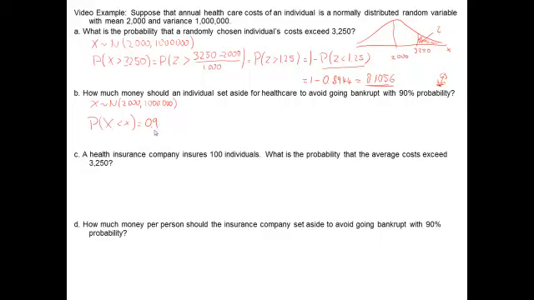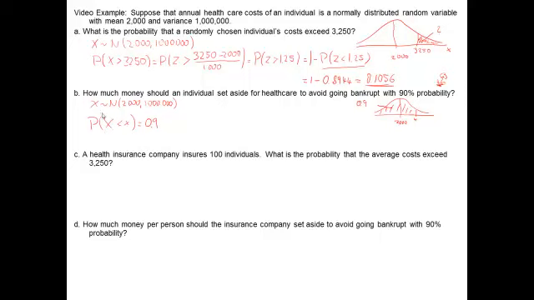with 0.9 probability. Let's draw ourselves a little picture first. We know that healthcare expenses bounce around 2,000, and we need to find a little x such that the probability that big X is less than that little x is 0.9. So that's our reverse problem. We're given a probability and we need to find an x.